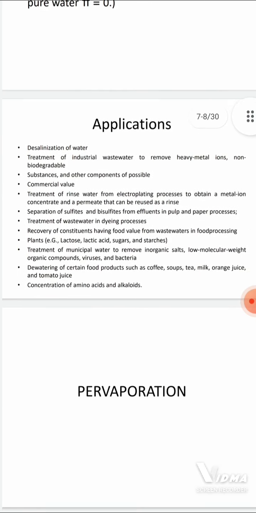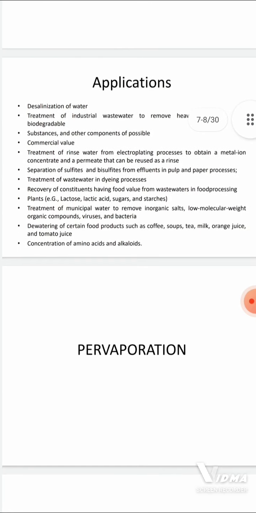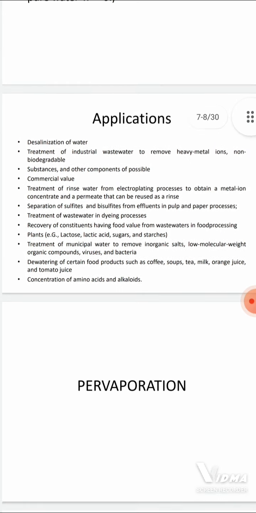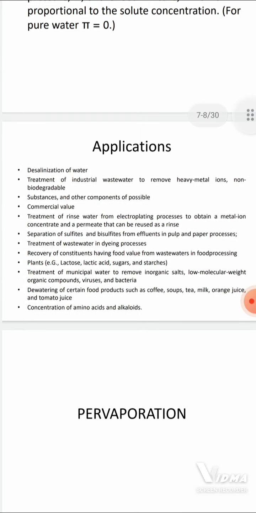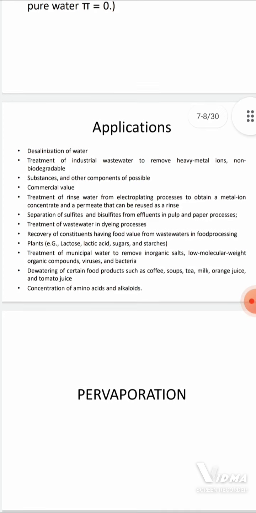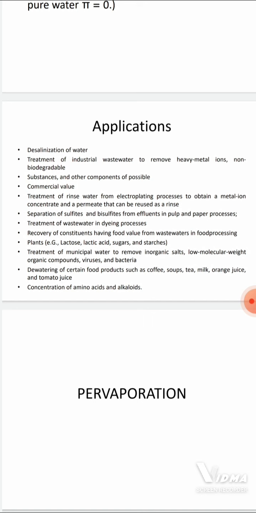The major application, as I said, is the desalination of water, and it can be used in industrial wastewater treatment in many industries, like dyeing industries, food processing industries, the paper industry, etc. We are using reverse osmosis as a wastewater treatment method. Another application is concentration of amino acids and alkaloids, and also some fruit juices, coffee, soups, etc.